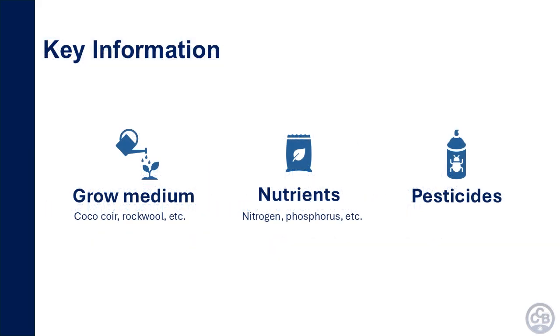Other key information that you'll find on a soil amendment report includes grow medium, for example, coco coir or rock wool, nutrients like calcium, nitrogen, phosphorus, and ammonia, and pesticides. Please note that the nutrients and pesticides may be listed as an active ingredient, scientific name, or the brand name of a product.